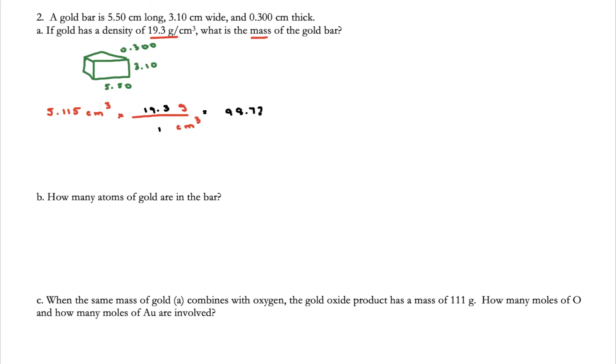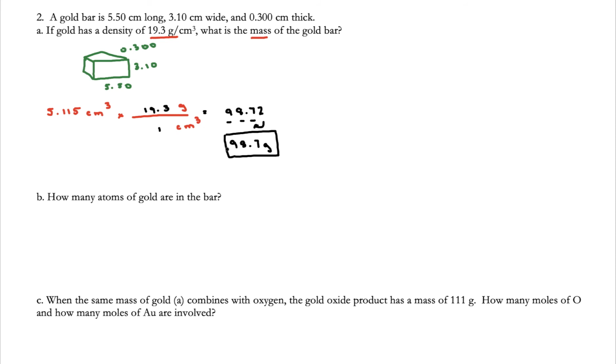Let's figure out my rounding though. 3.10 has 3 sig figs, 5.50 has 3 sig figs, and 0.300 has 3 sig figs as well. 19.3 also has 3 sig figs, so I need to round to 3 significant figures. So 98.7. The 2 does not round the 7 up, so it rounds down. I end up with 98.7. Keep in mind my units are going to be grams because it's asking for my mass. All right, so there's my answer there.